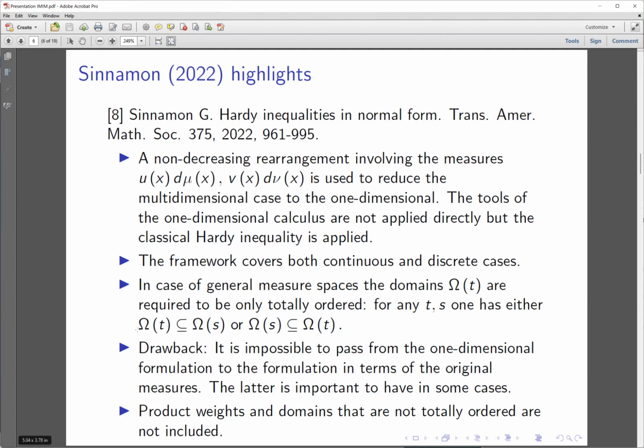But the drawback is this. Okay, sometimes it is necessary to obtain criteria in terms of the original weights and measures. And from his one-dimensional results, it is impossible to go back to multidimensional results. Okay, so from this point of view, my result still is interesting.